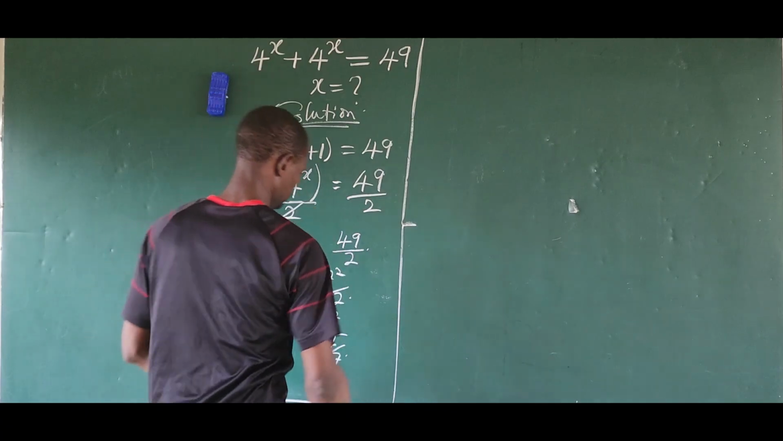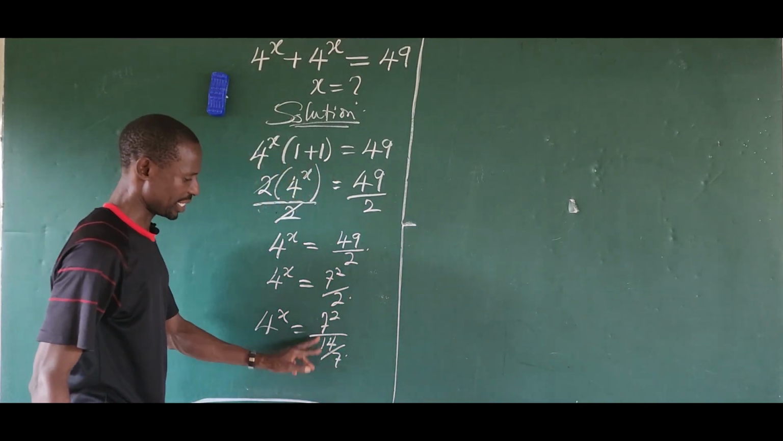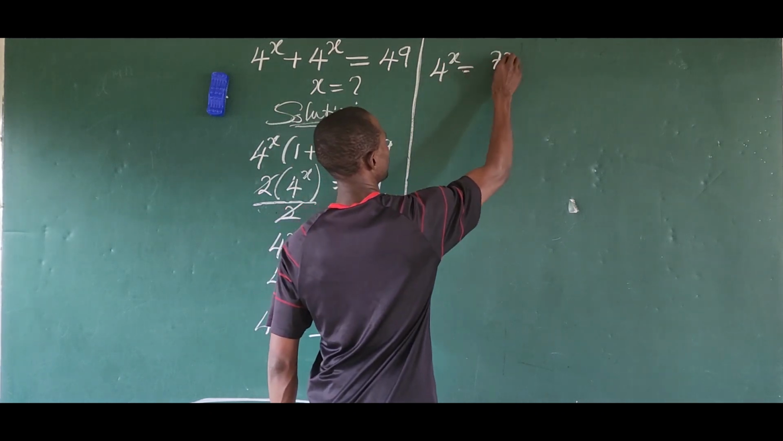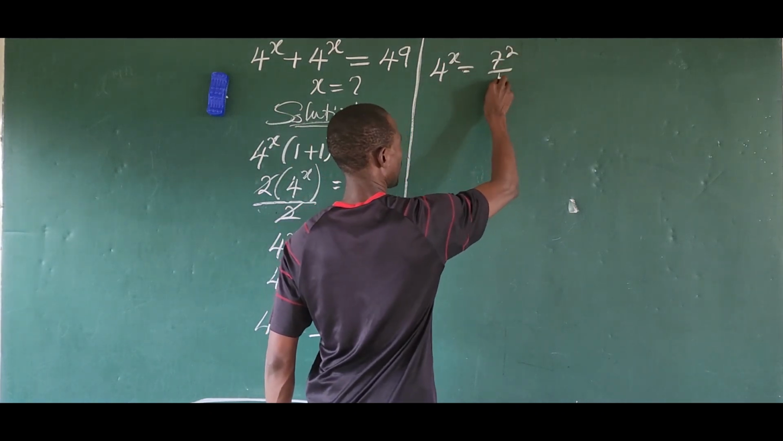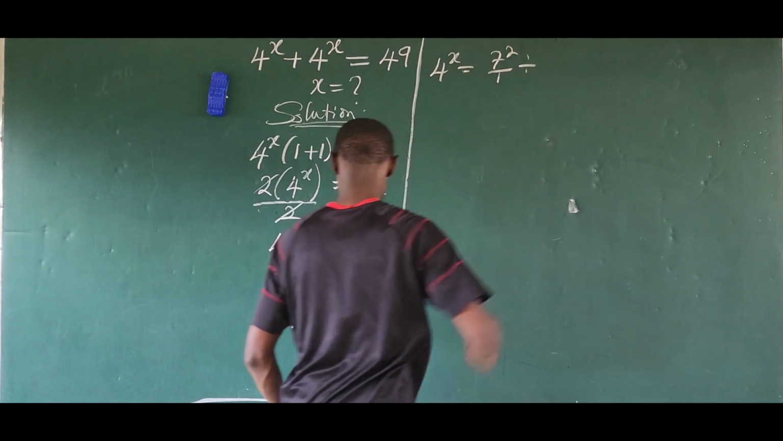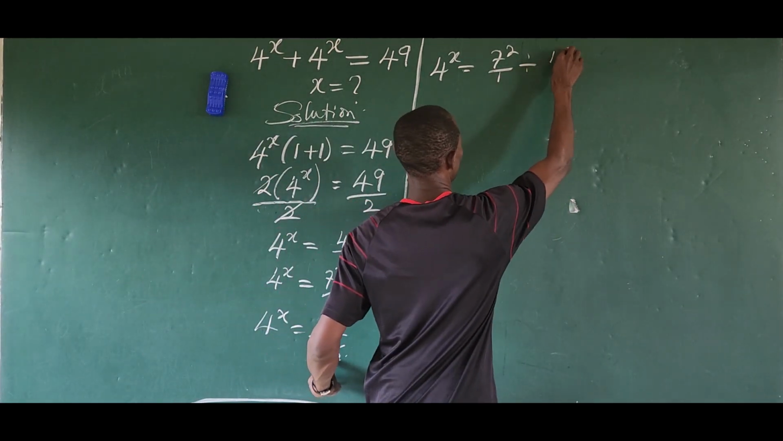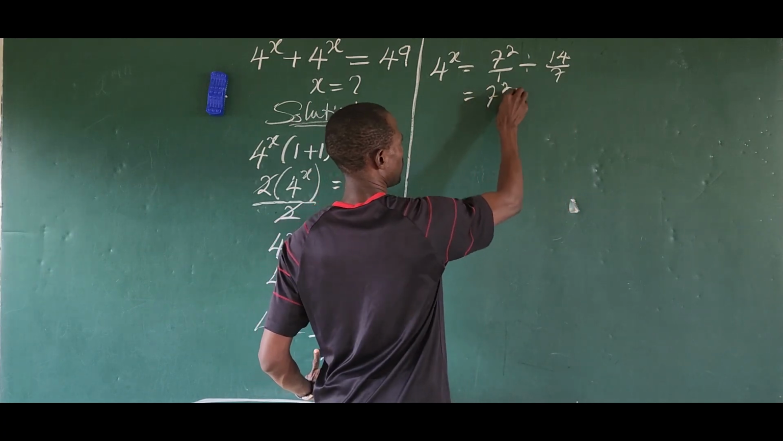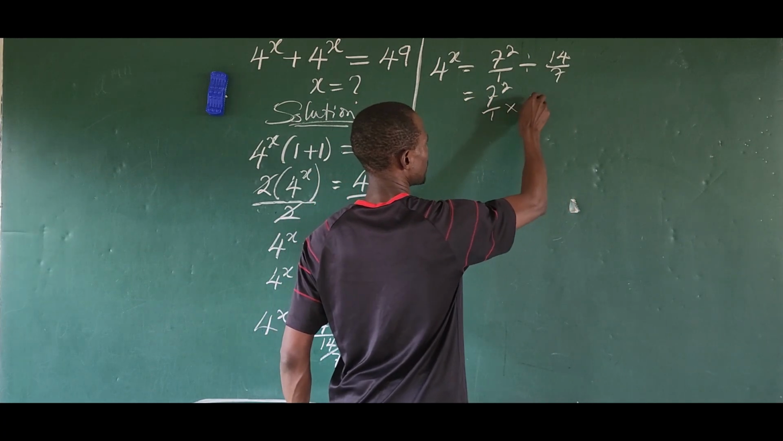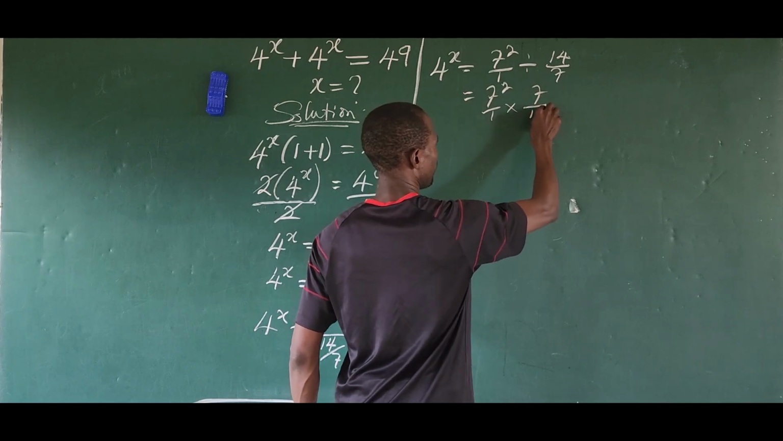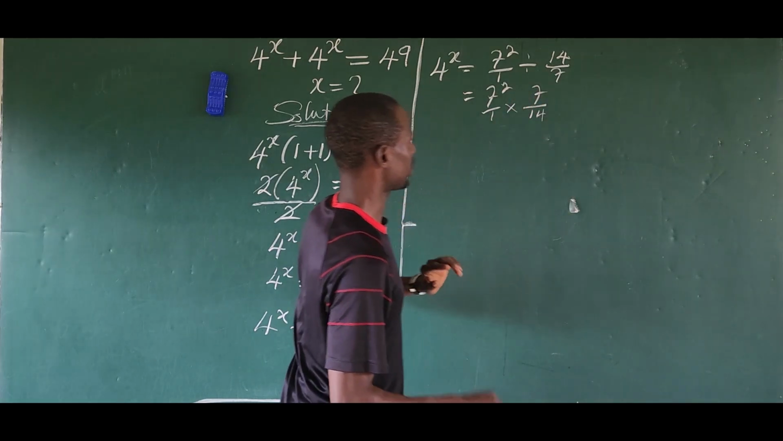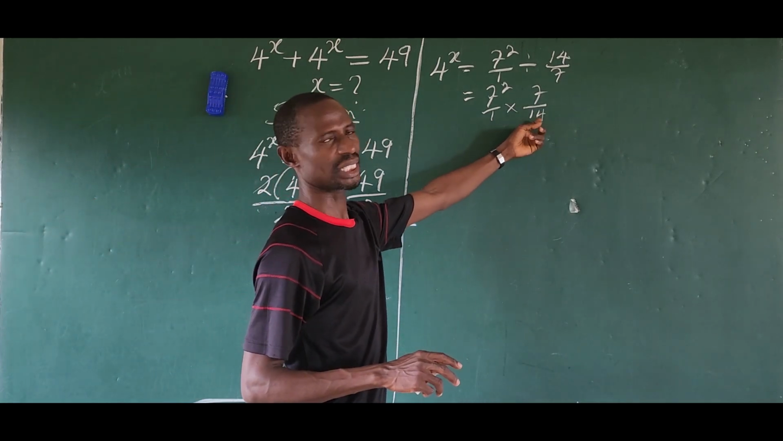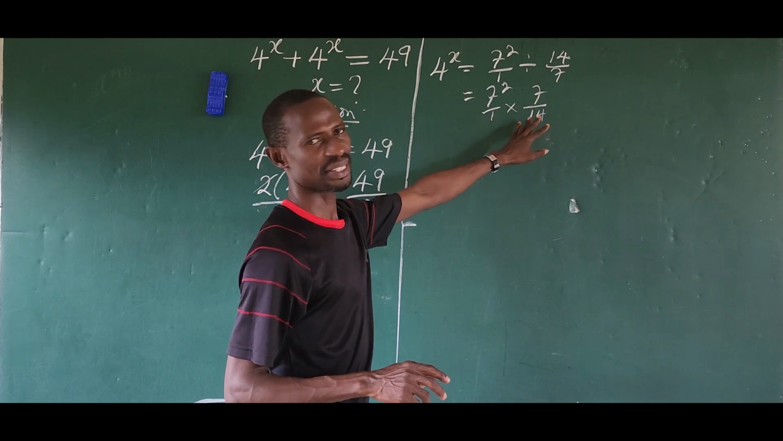Then from here, if we divide, this is going to give us 4 to the power of x is equal to 7 to the power of 2 all over 1. Then dividing 14 all over 7, we automatically have 7 to the power of 2 all over 1 times 7 all over 14. From what we have here, it is pretty easy. We can either rewrite this 14 or leave it in this format.